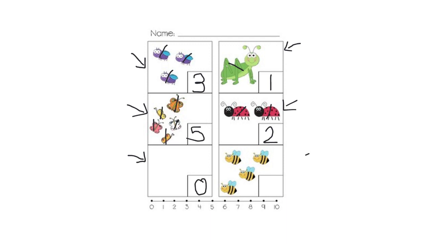The last one we need to count are the bumblebees. Let's count them together. 1, 2, 3, 4. Here we go.